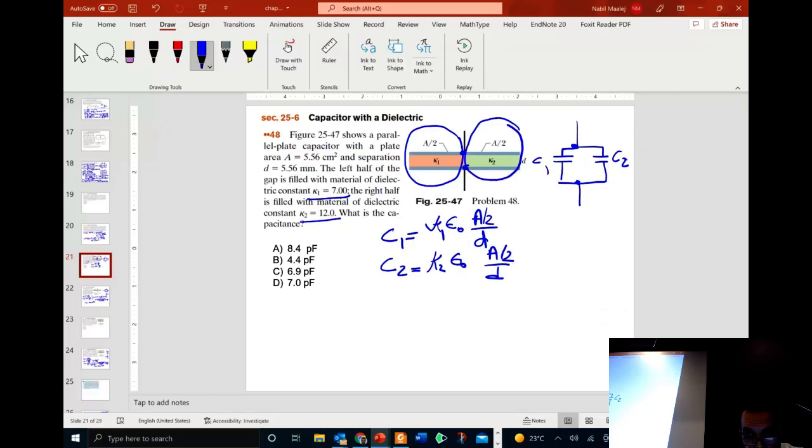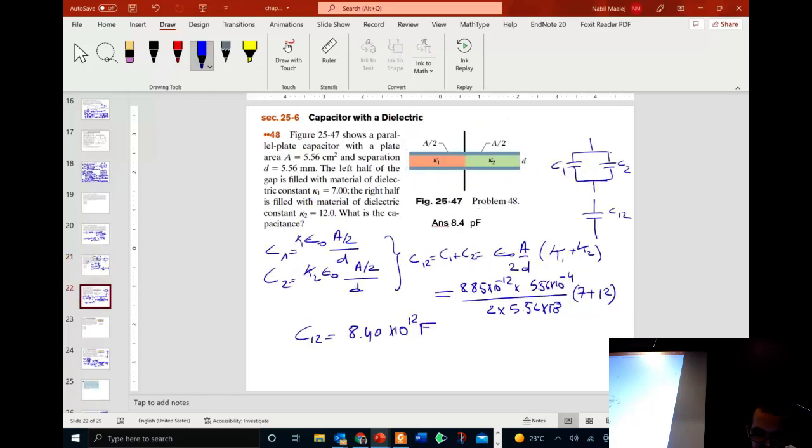These two capacitors are connected in parallel, so their combination, C12, is going to be C1 plus C2. So this is going to be epsilon 0 A over 2D times kappa 1 plus kappa 2. Okay, so now we have all the values of the area, we have the distance, we have kappa 1 and kappa 2. We can calculate the equivalent capacitance, and you find in this case it's just equal to 8.4 times 10 to the power minus 12 farads.